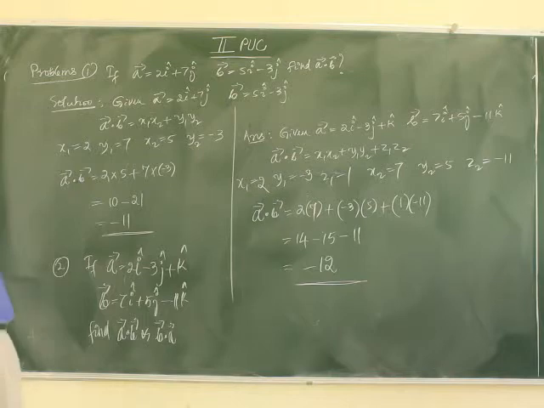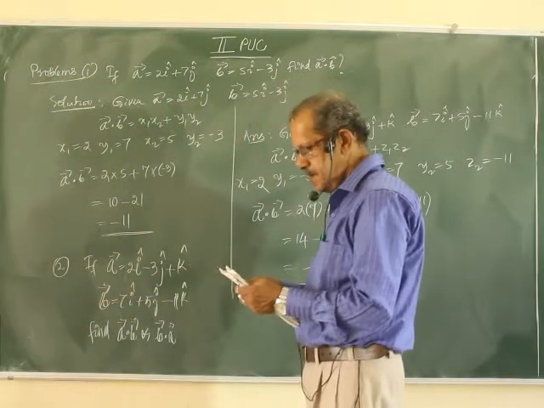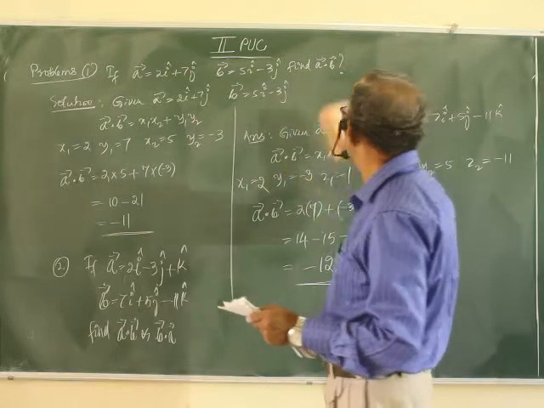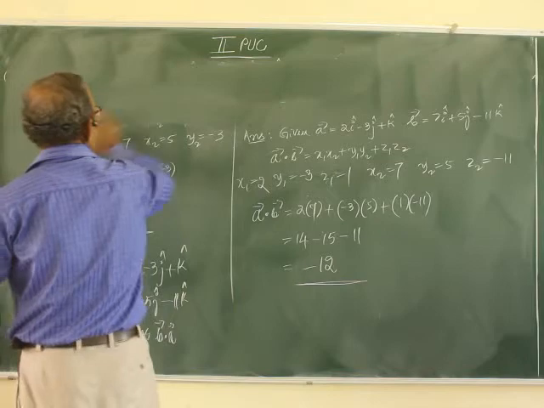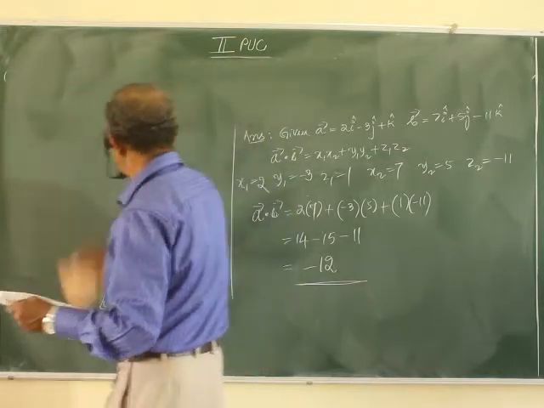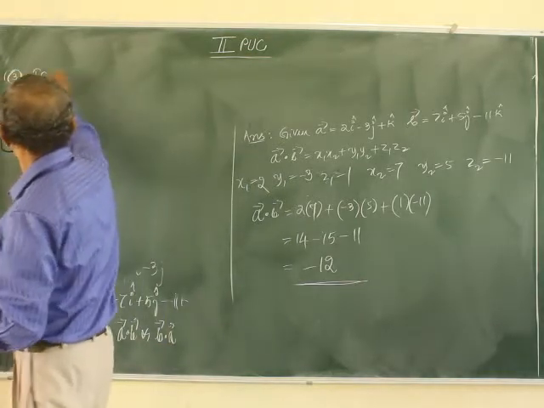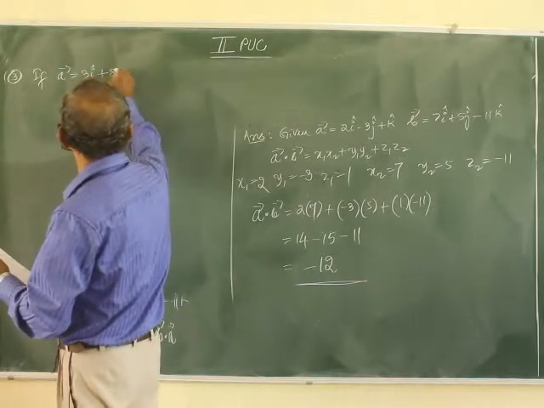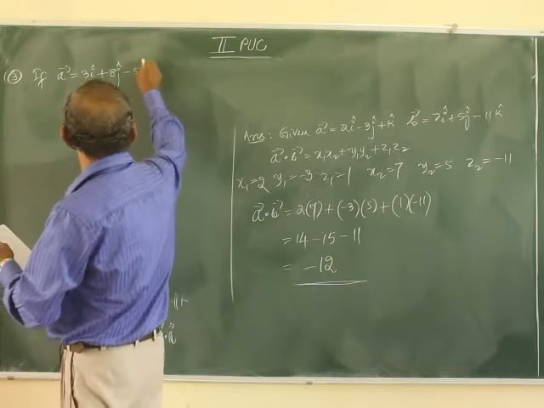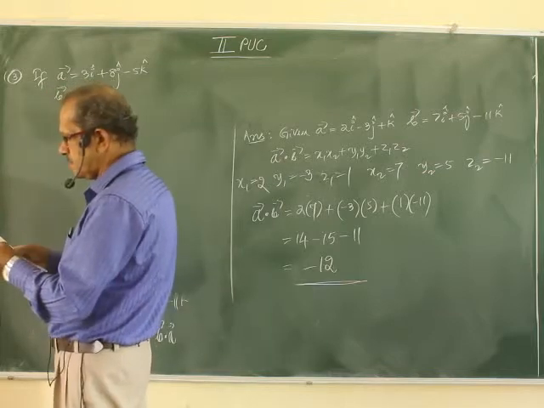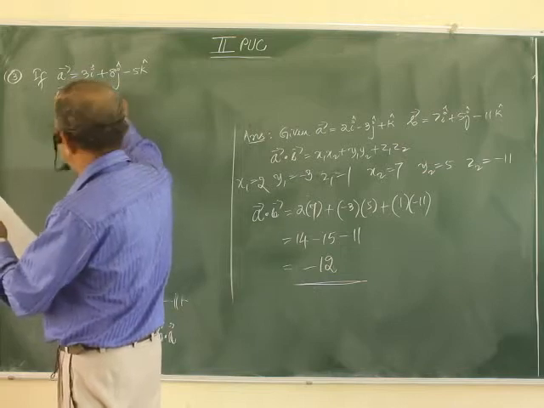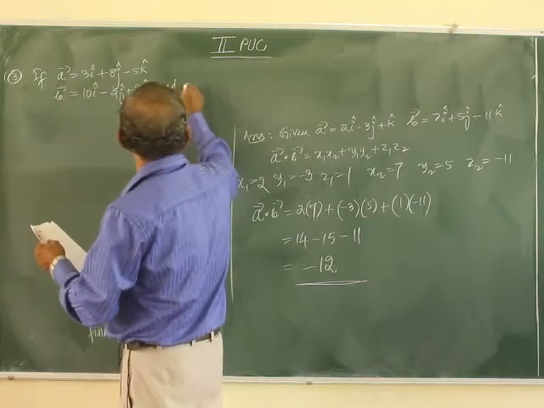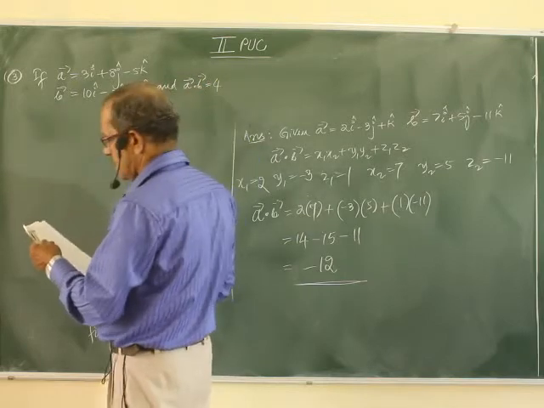Problem number 3. If A equal to 3i plus 8j minus 5k, B equal to 10i minus 2j plus lambda k, and A dot B equal to 4, find lambda.